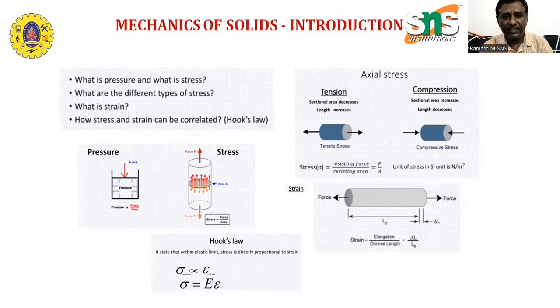If you are taking a cylinder, we have length, and the cross section is a circle, so we have a diameter. So change in length to the original length in the cylinder gives the linear strain. Change in diameter to the original diameter, that kind of strain is called the lateral strain here.